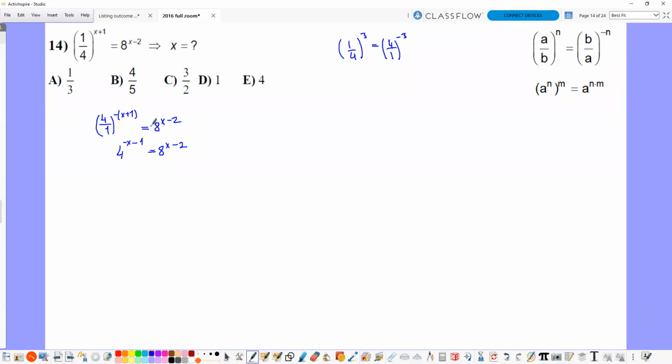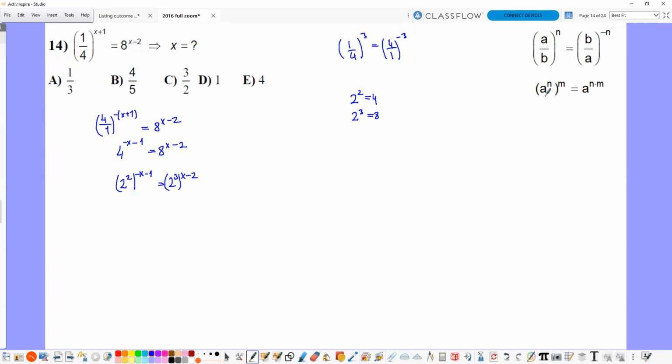This is the second part, which is important for us also. 4 is not a power of 8, so we should find a common number between them. The common number is 2. 2 to the power of 2 is equal to 4, and 2 to the power of 3 is equal to 8. So instead of these, I'm going to write 2 to the power of 2, all to the power of minus x minus 1, equal to 2 to the power of 3, all to the power of x minus 2.